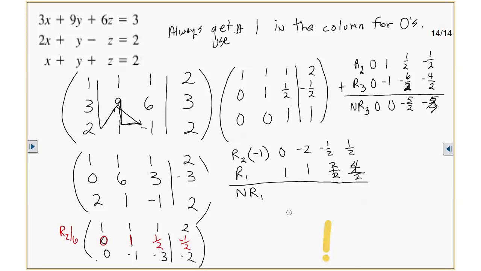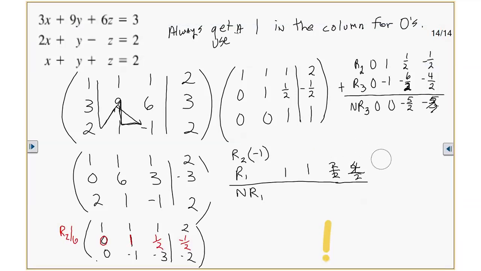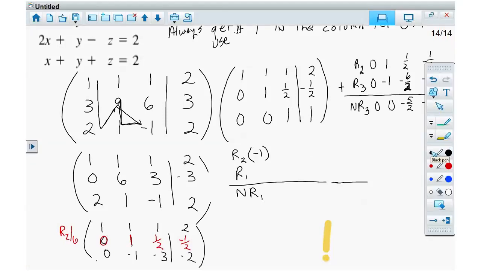Okay, something is wrong. Oh, negative 1 times 1 is negative 1. What did I do? I just went off the whole reservation, I believe. Sorry about that. Let me try that again.